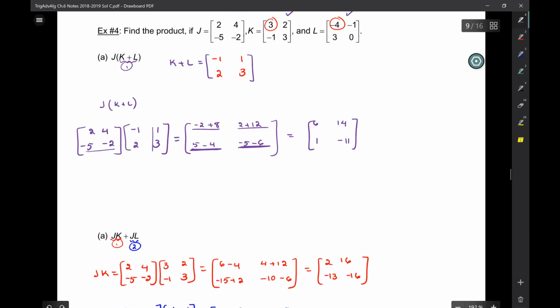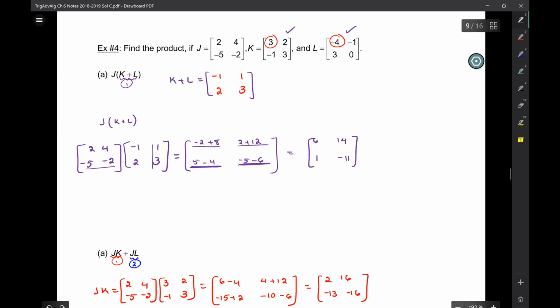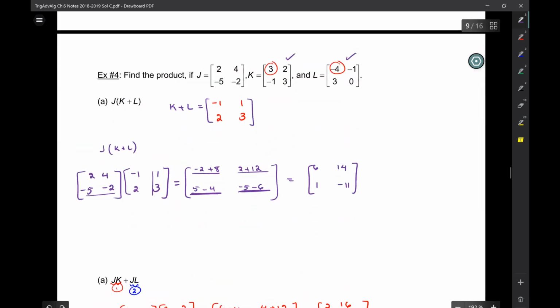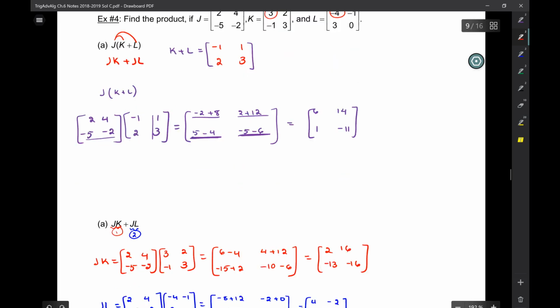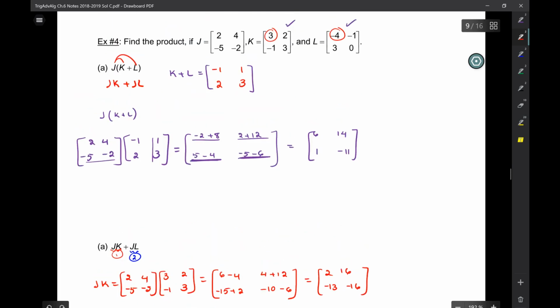Well, why? Are these two related? J times K plus L, are they related? Yeah. How? Okay, so I have J times K plus L. If I multiply these in, what do I get? JK plus JL. Oh, it's just like what we did here. That's what we did here. All right, so just to show you that the distributive property works for matrices.